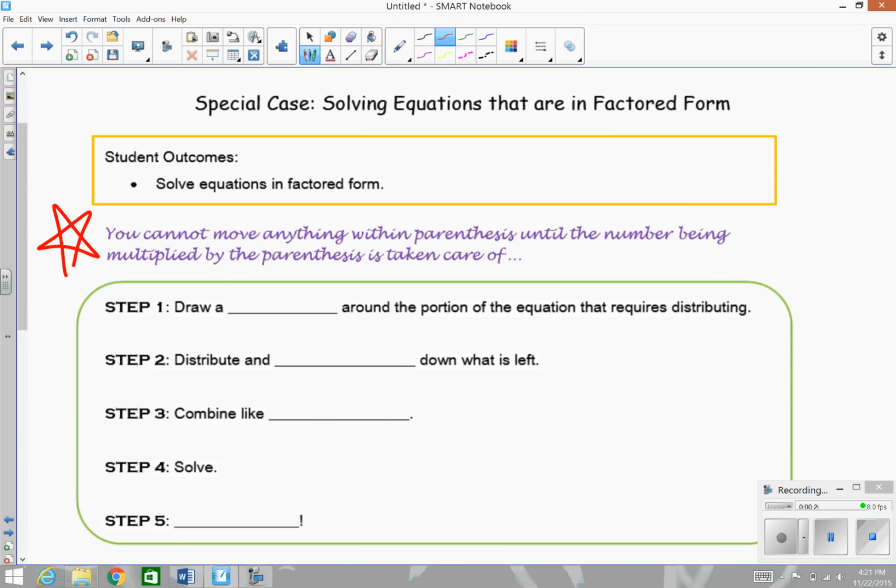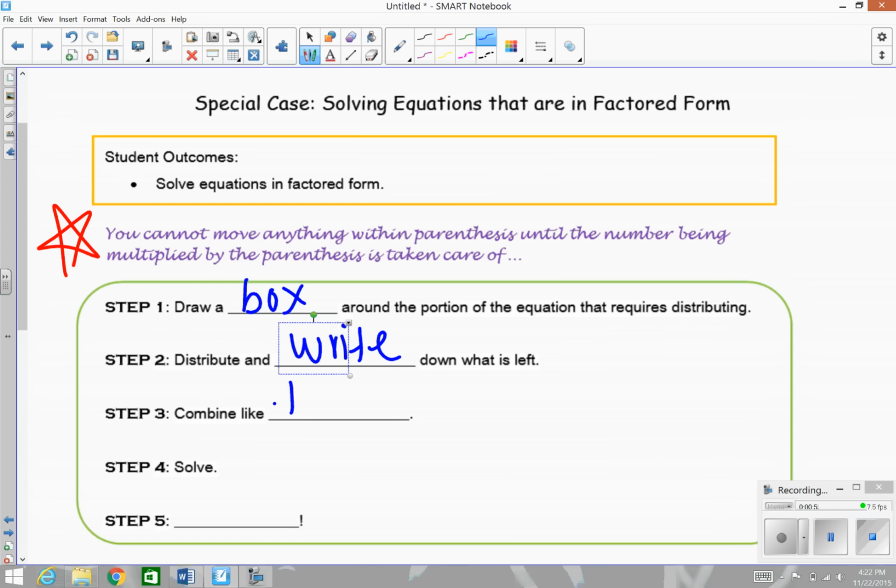You cannot move anything within the parentheses until the number being multiplied by the parentheses is taken care of. This is kind of like PEMDAS, where you have to simplify the parentheses before the parentheses can disappear. So my recommendation is that we first draw a box around the portion of the equation that requires distributing. Then, of course, we want to distribute and copy down whatever else is left. So if there were other pieces to the equation, we want to make sure we carry those down.